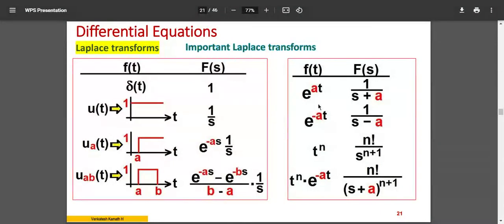Now some more are there. e power at, e power minus at. Here there is a mistake. Actually, this is supposed to be minus a. So those who are checking it, please correct it. This is inverted. That is, e power at is 1 by s minus a. e power minus at is 1 by s plus a. These two are supposed to be swapped. Make a correction over here. It is 1 by s minus a, 1 by s plus a. Just invert this.